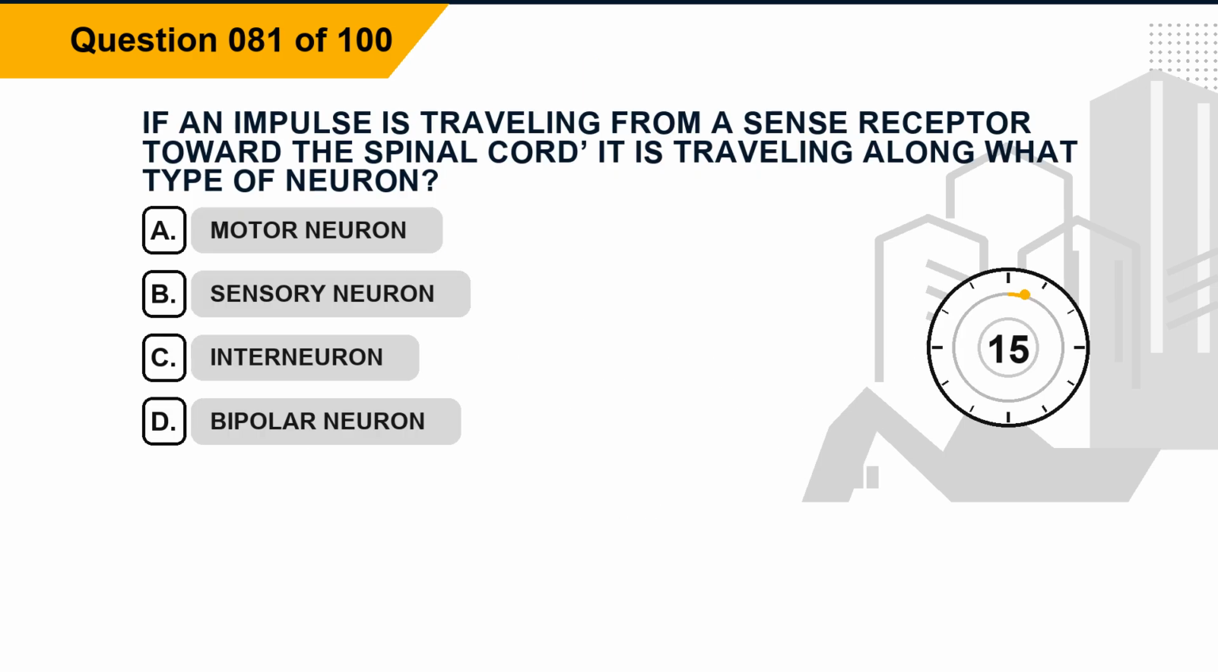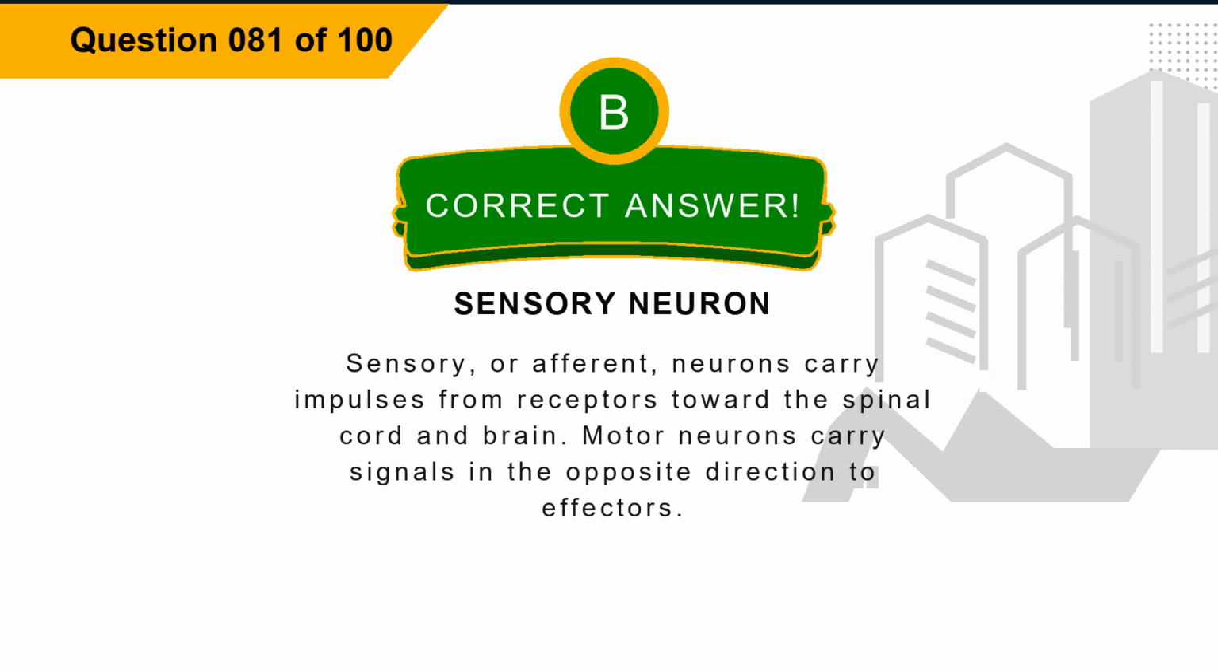Question 81. If an impulse is traveling from a sense receptor toward the spinal cord, it is traveling along what type of neuron? Option A, motor neuron. Option B, sensory neuron. Option C, interneuron. Option D, bipolar neuron. The correct answer is option B, sensory neuron. Explanation. Sensory, or afferent, neurons carry impulses from receptors toward the spinal cord and brain. Motor neurons carry signals in the opposite direction to effectors.